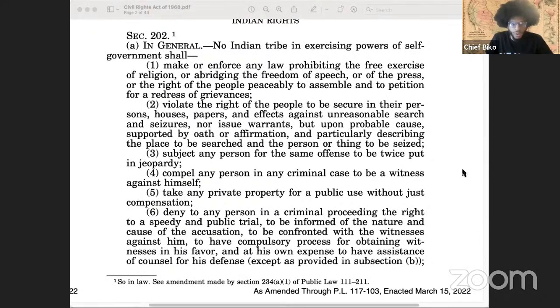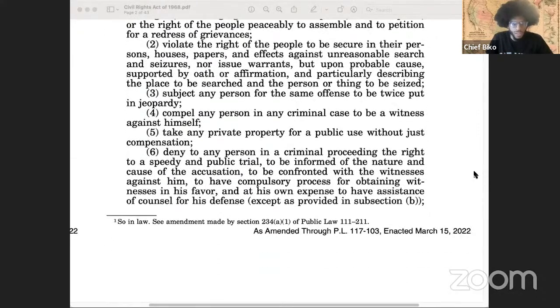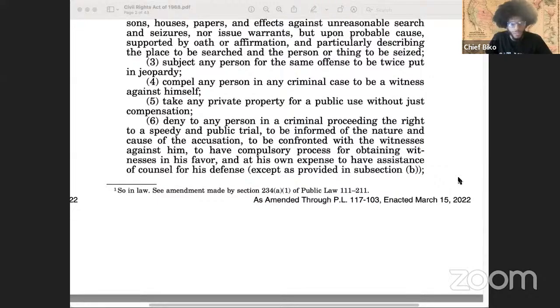Number 3, subject any person for the same offense to be twice put in jeopardy. Number 4, compel any person in any criminal case to be a witness against himself. Number 5, take any private property for a public use without just compensation. Number 6, deny any person in a criminal proceeding the right to a speedy and public trial, to be informed of the nature and cause of the accusation, to be confronted with the witnesses against him, to have compulsory process for obtaining witnesses in his favor, and at his own expense to have assistance of counsel for his defense, except as provided in section B.